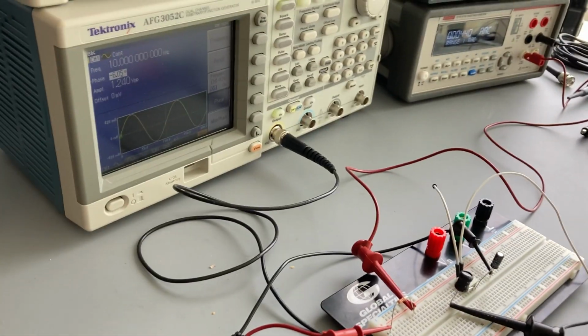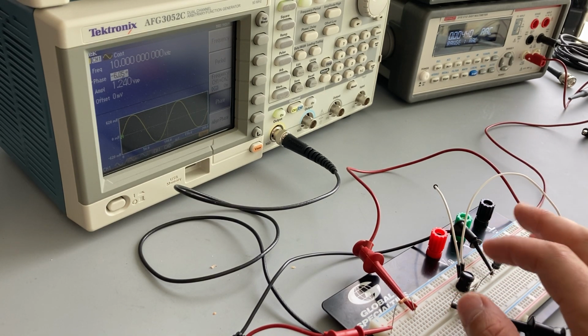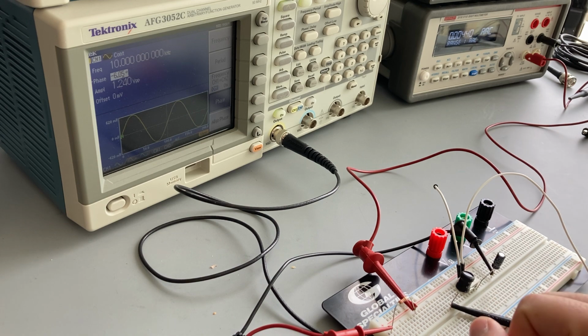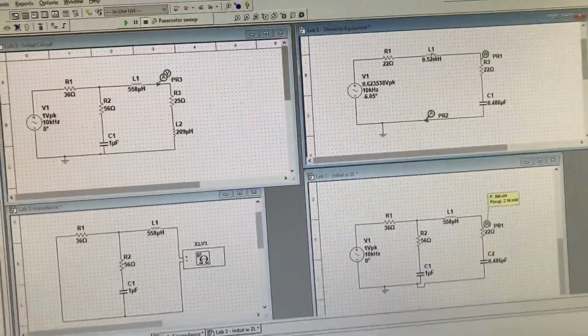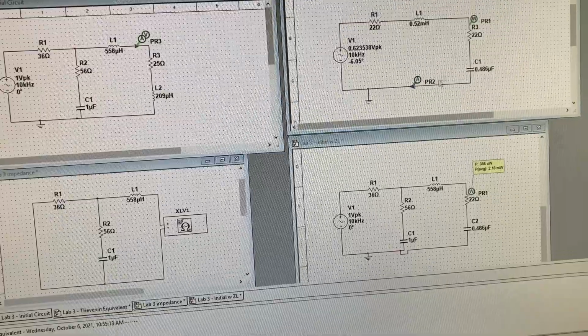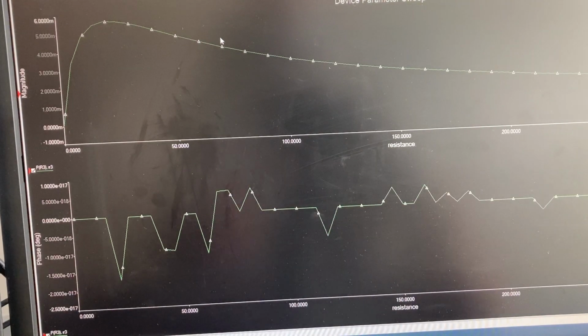here, but my capacitor values and inductor values are a little off, so there's some discrepancy in where my maximum power transfer occurs. So when I do this experiment, actually I'll continue here in Multisim, and I do a parameter sweep, run this here, my maximum power transfer occurs somewhere around the 22 ohms as expected.